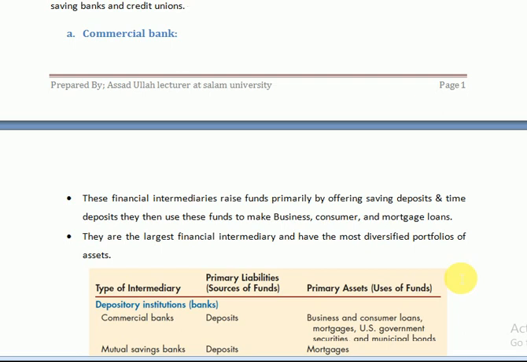The largest financial intermediary in the financial environment are the commercial banks, and they have the most diversified portfolios of assets.